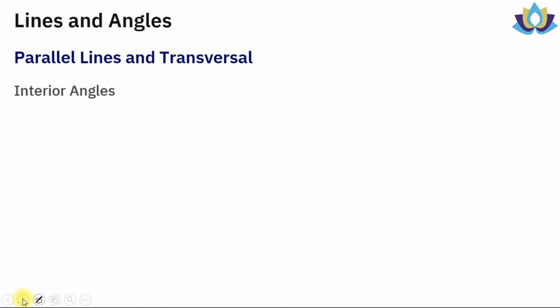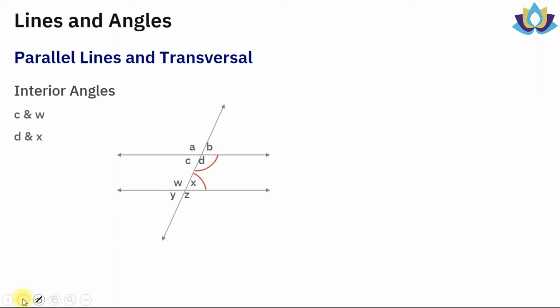What are interior angles? Interior angles in the same diagram, these are all the angles we have, and C and W, they are called interior angles. So in short, the angles on the inner side of the parallel lines are called interior angles. So C and W, that's one pair of interior angles. And in the same way, can you spot the second pair? D and X, that is also one more pair of interior angles on the inner side. So after this, let's understand the property for interior angles in this particular diagram.